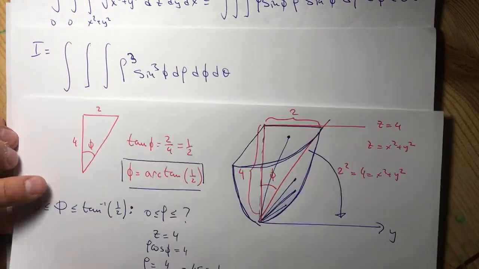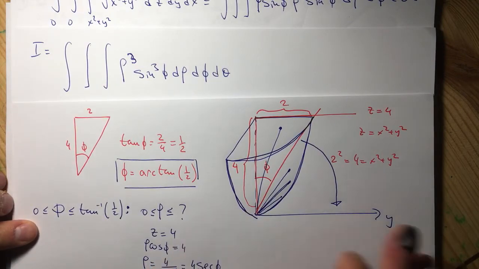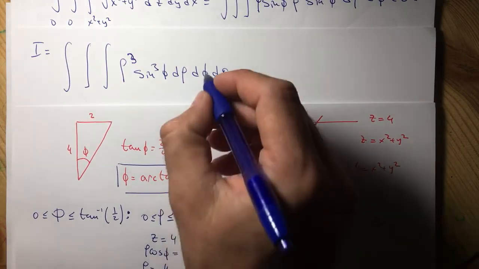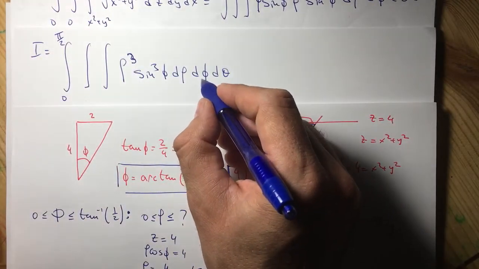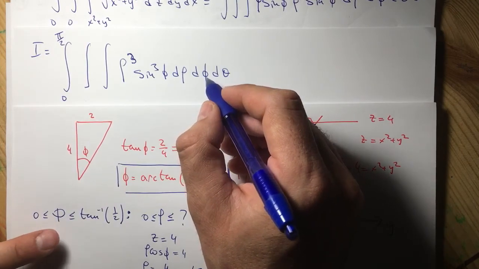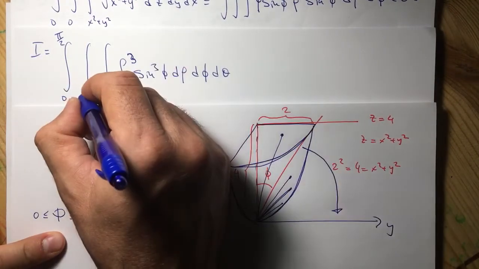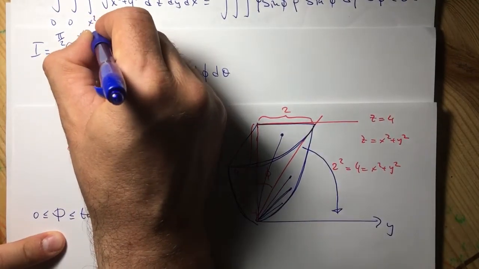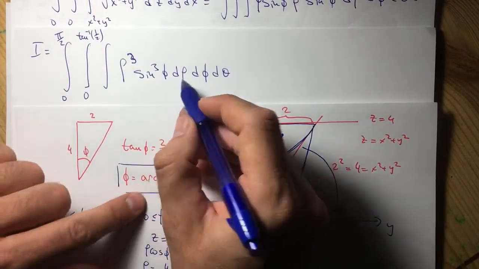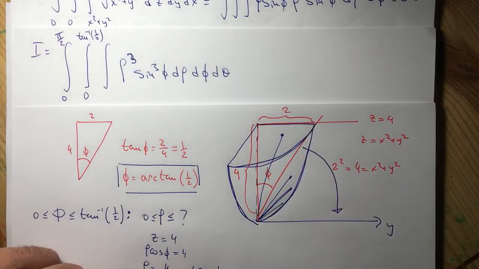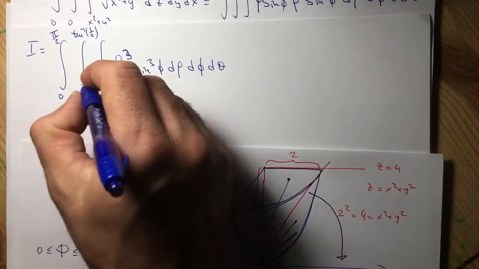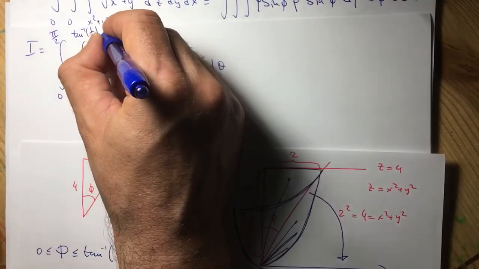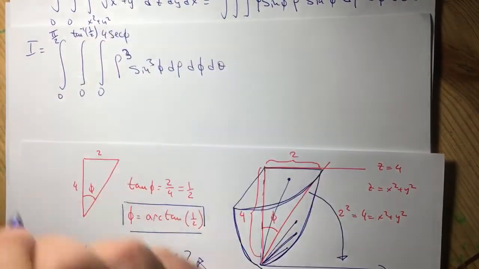Now theta, we said it's very easy. Theta goes from 0 to pi over 2. Now phi, everything depended on phi. When phi is between 0 and arctangent of 1/2, then rho goes from 0 to 4 times secant phi.